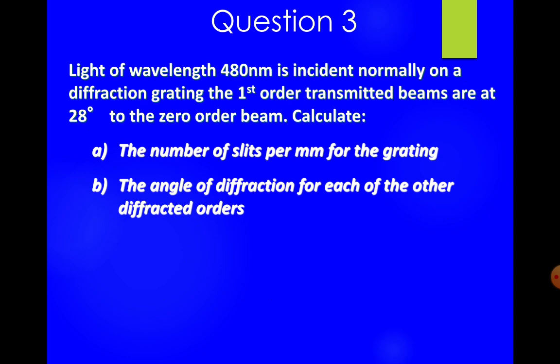And our last question. Light of wavelength 480 nanometers is incident normally on a diffraction grating. First order transmitted beams are at 28 degrees to the zero order beam. Calculate the number of slits per millimeter for the grating and the angle of diffraction for each of the other diffracted orders. So the number of slits is 1092, and the angle should be 69.9.